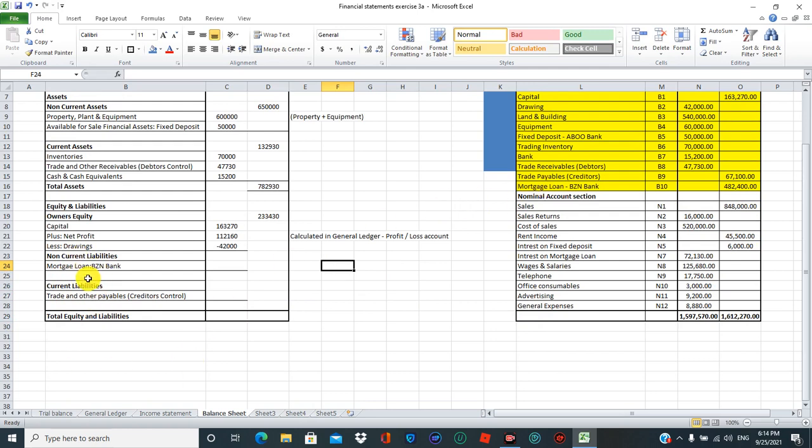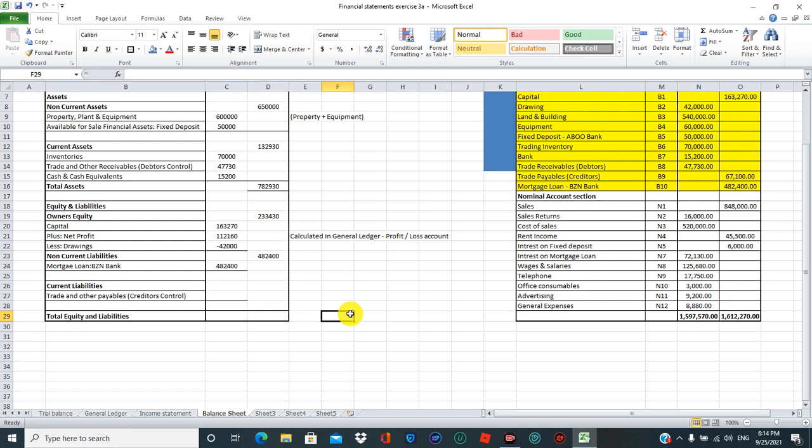So let's see. Now we've got the mortgage loan. There it is, so that goes on there: 482,400. Okay, that's the only non-current liability, so we'll just put that there, 482,400.